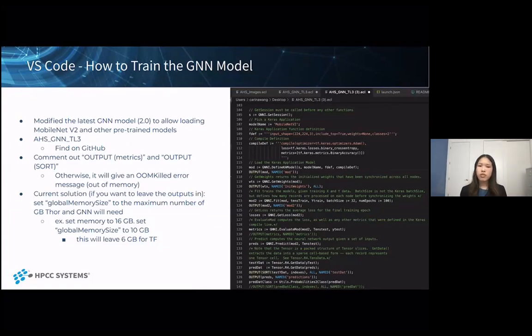So a little bit of background. With this dataset, TensorFlow needs around 6 gigabytes of memory, and Thor and GNN need at least 6 more gigabytes. The problem is that no matter what you set the memory to, Thor will use up most of it and not leave enough for TensorFlow. So the solution is to create a parameter called global memory size to control the amount of memory Thor workers can use. Set global memory size to the maximum number of gigabytes Thor and GNN will need. So for example, if you set worker resources memory to 16 gigabytes and set global memory size to 10 gigabytes, this would leave 6 gigabytes for TensorFlow. Otherwise, you'll get an error message that says OOM killed, which means that it's out of memory.